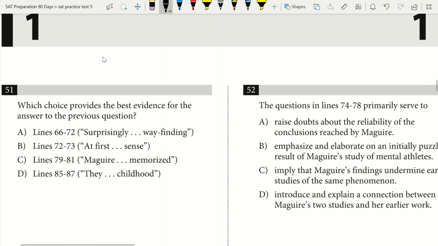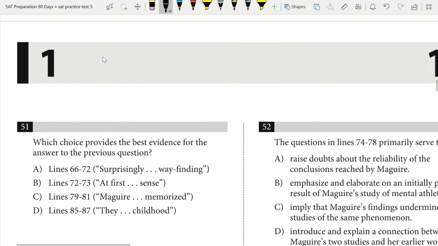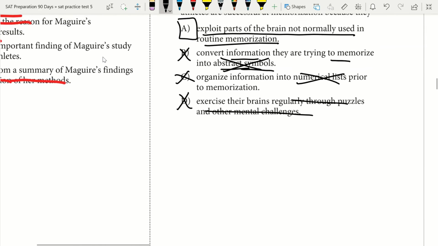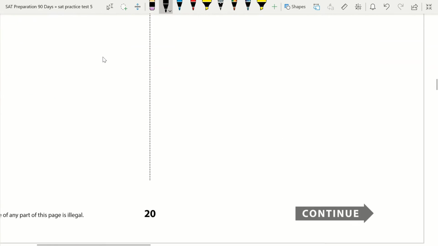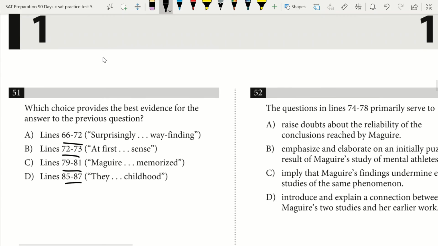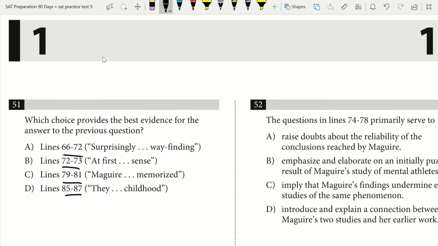51, best evidence. Okay, best evidence here. This one, let's go ahead and try to use, once again, the keyword method. So obviously, if you knew where your evidence was at, then that'd make it easier. Let's say that you're not sure which lines it's in. Let's go ahead and try using the keyword method. So if we know what we have to provide our evidence for, that's parts of the brain not normally used in routine memorization, I'm going to look for a surprising result because we know that this indeed was surprising. So the word surprisingly right here immediately jumps out to me.